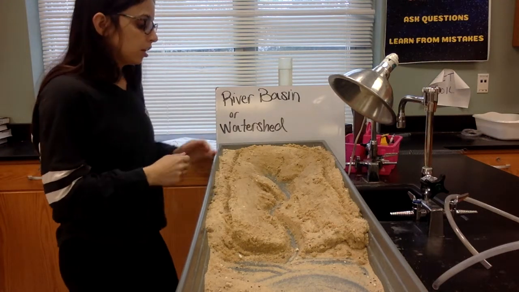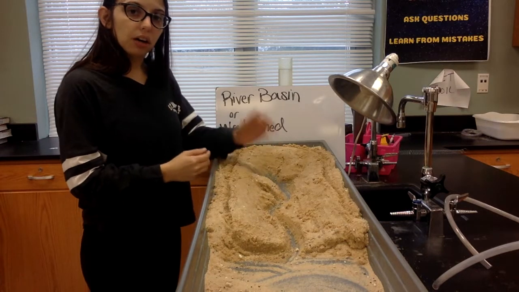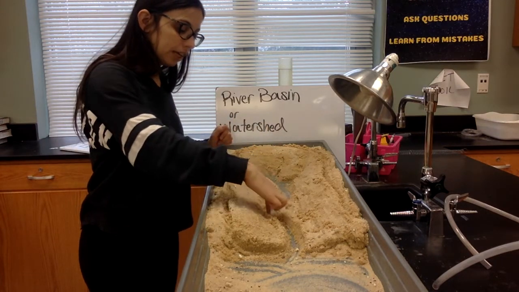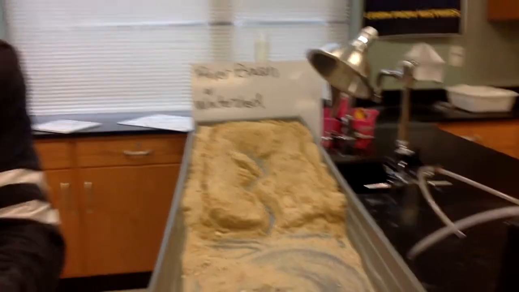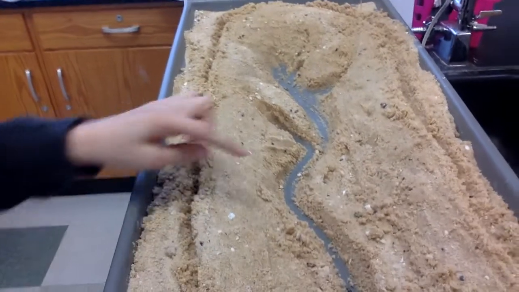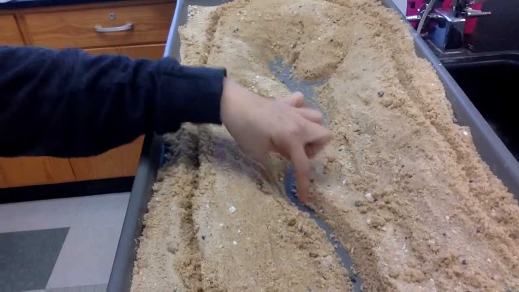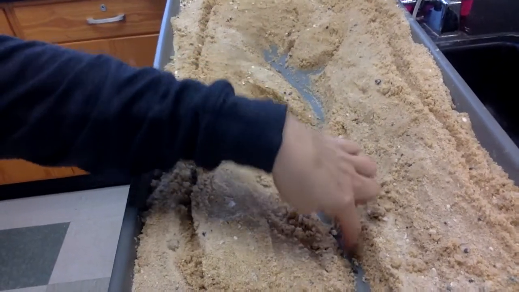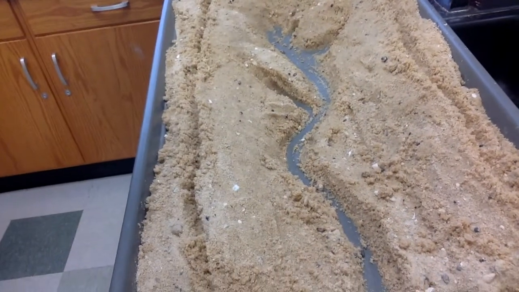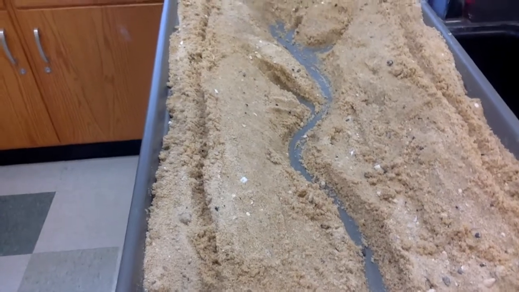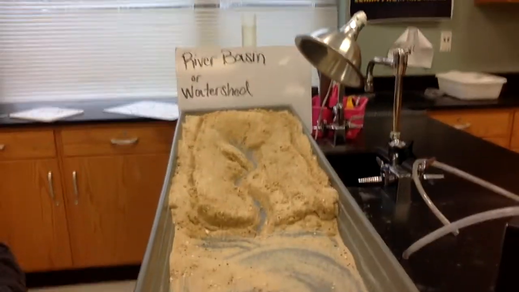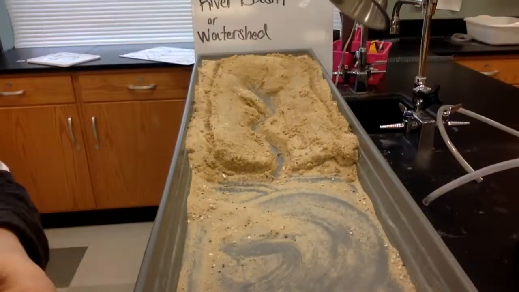All right? So we have our headwaters. We go down, we see our tributaries. I'll just show you this before we add water to it. We have our meander right here. So remember, a meander is a curve in the river. We're going to look at how meanders change over time once we add water to it. It's one of those depositional features.